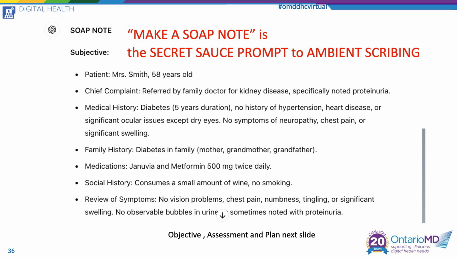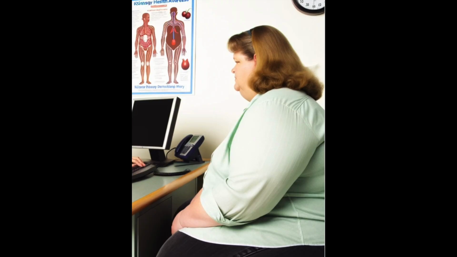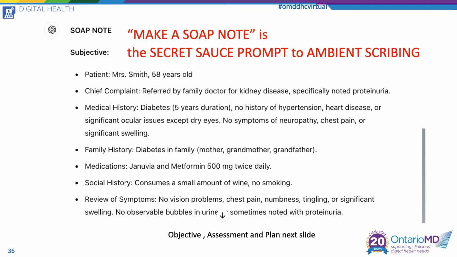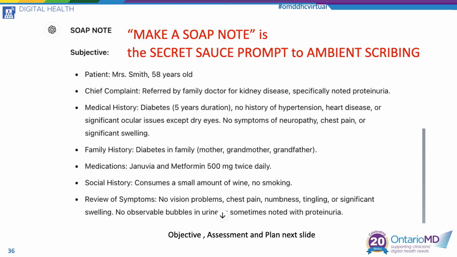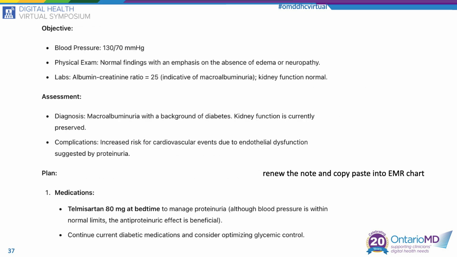It says subjective, and it categorizes it. See, subjective: patient Mrs. Smith, chief complaint referred by family doctor for kidney disease, medical history diabetes, no history of hypertension. We talked about all this during our conversation. So this is not made up by the AI. This is actual information from our conversation. So it goes family history, it categorizes it too. We mentioned the blood pressure, so it put that in objective, right?